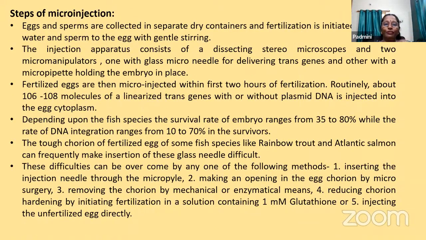What are the steps that you need for microinjection? Eggs and sperms are collected in separate dry containers. Because fishes have external fertilization, you're going to collect the eggs and the sperms in a dry container, and fertilization is initiated by adding water to the sperm and eggs with gentle stirring. The injection apparatus consists of a dissecting stereo microscope.